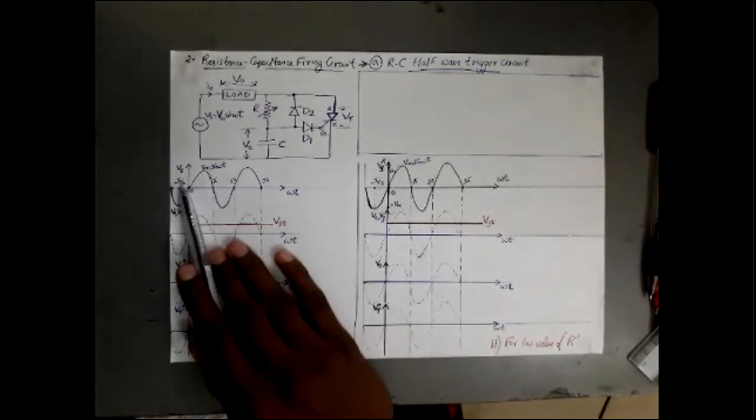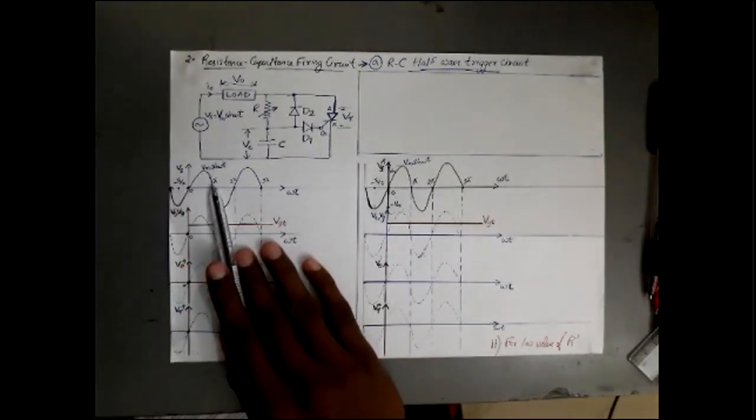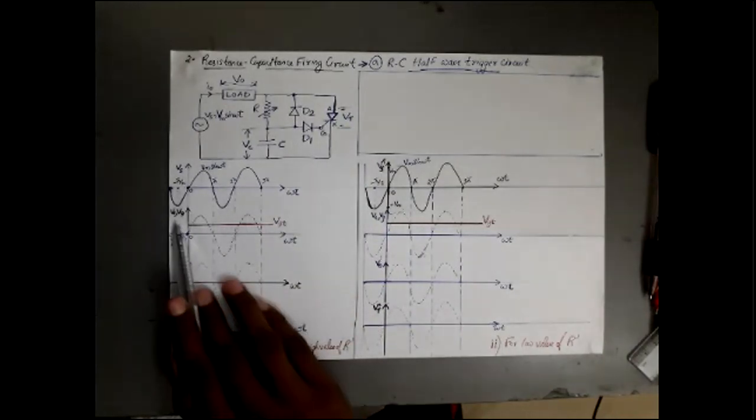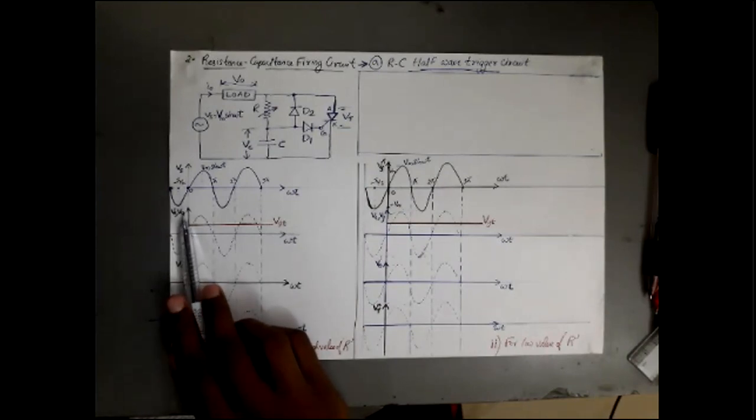I have Vs equal to Vm sin omega t, which is applied to my circuit, and I have Vc and Vg, that is, the voltage across my capacitor. That same voltage is the gate voltage that appears across my gate cathode terminal. That is what we are applying to the gate cathode terminal.